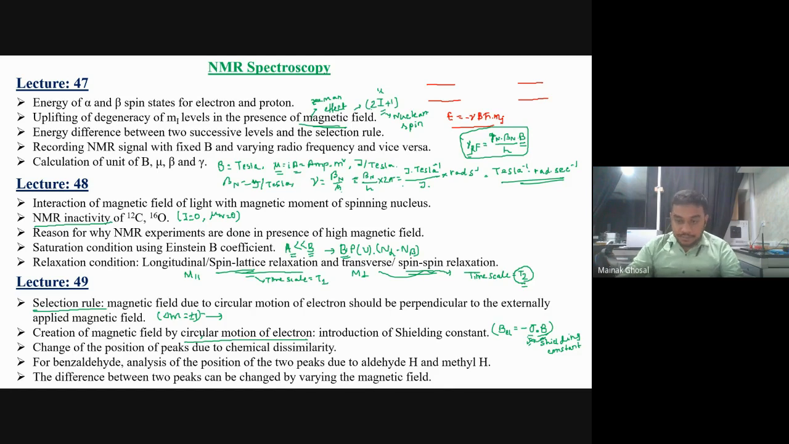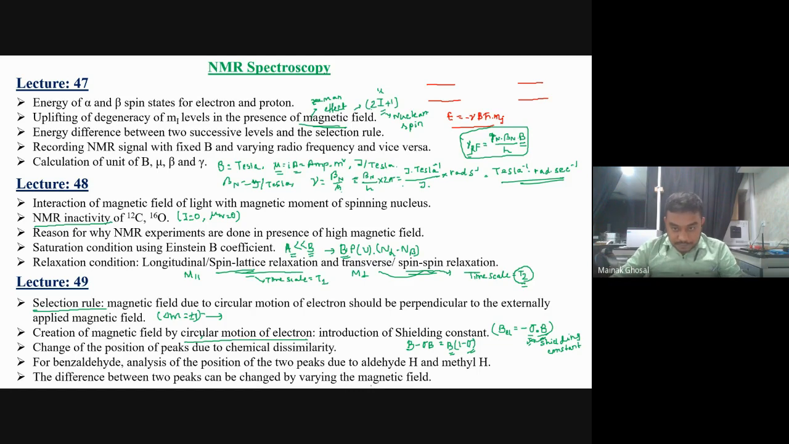Okay, so the field that is experienced is B minus sigma B. So I can write it as B into 1 minus sigma. So if sigma increases, then what will be the value of B? B will decrease, right? If there is some circular motion of electrons mainly opposing the external field, that means increasing sigma, and the field experienced by the molecule or the atom will decrease. So there will be a change of peak positions, and this is called chemical dissimilarity. This chemical dissimilarity actually drives different positions of the peak.